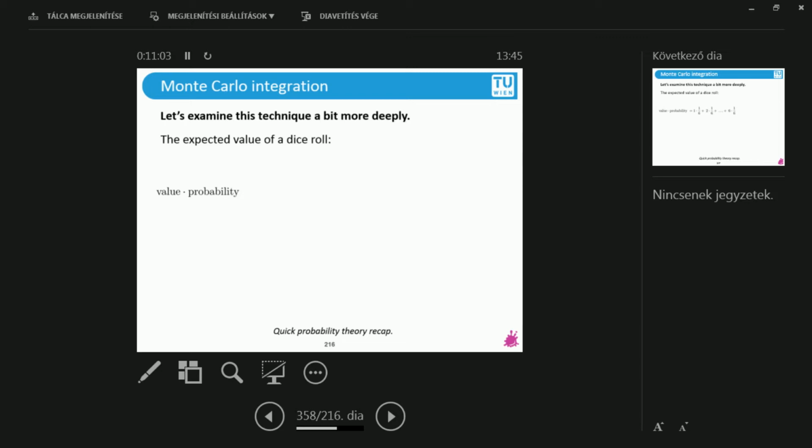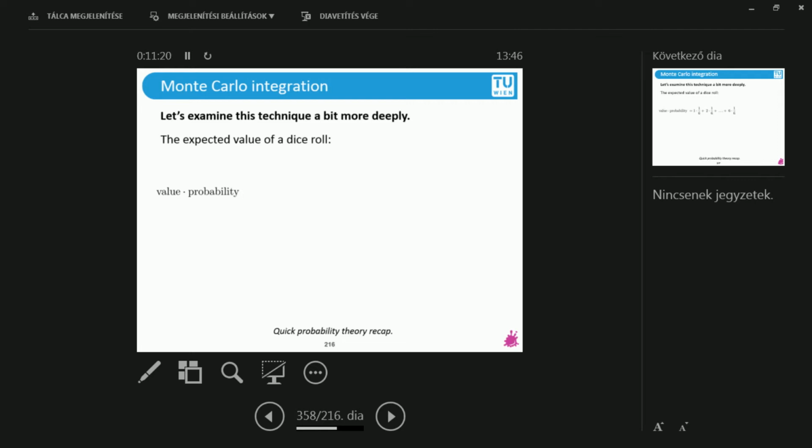Let's examine the whole thing a bit more deeply from different angles. I would like to show you how to solve the same problem in multiple different ways. So, a super quick probability theory recap. We have an expected value. This is what we're looking for. What is an expected value?